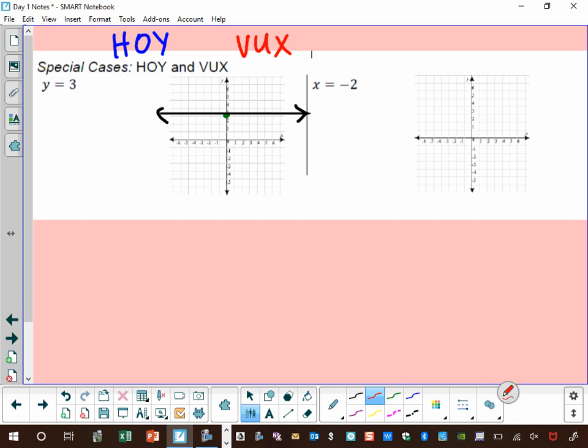The same for the last one. X is equal to -2. I go to -2 on my x-axis. What kind of line do I draw? A vertical line, straight up, straight down. All right, any questions on that?